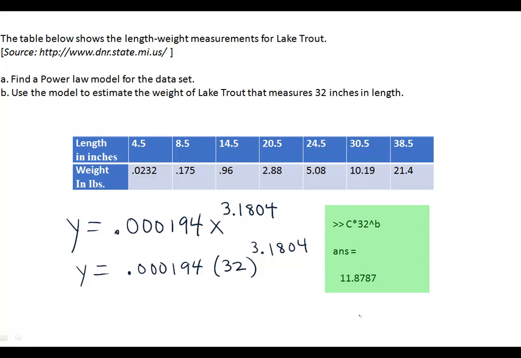And here's my calculation from MATLAB. I have the coefficient already stored in capital C and the exponent in little b. And I end up with a weight of 11.8787 pounds. And notice that fits right in there to my data set. It's between 30.5 and 38.5 of length. That's where 32 fits in. And this weight fits in between those two values there. So it seems reasonable for this model.